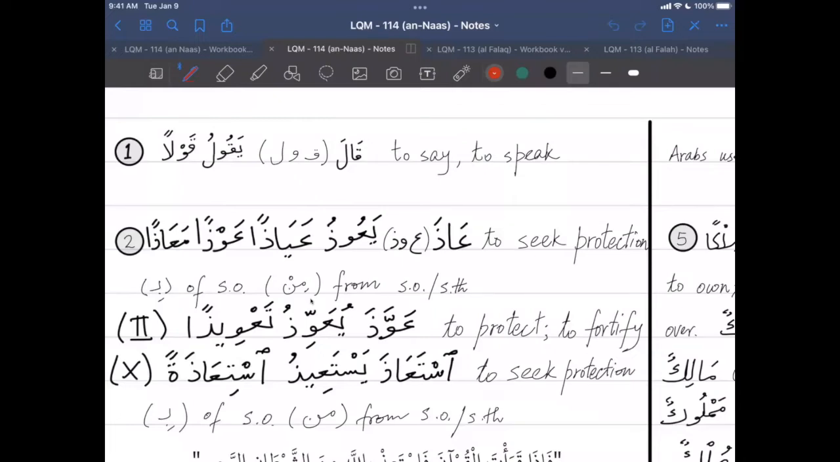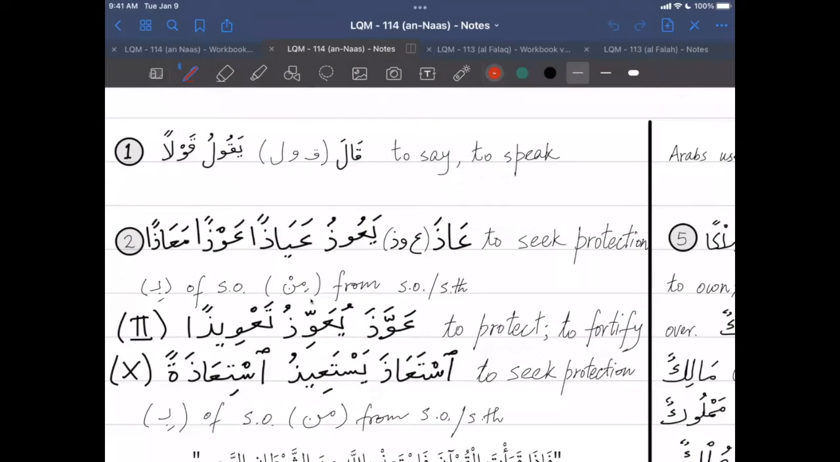Okay. And b will be followed by whose protection is being sought. To seek protection of someone, and then min, from someone or something. So b will be prefixed to the one whose protection is being sought, and min will come before the one from whom the protection is being sought.